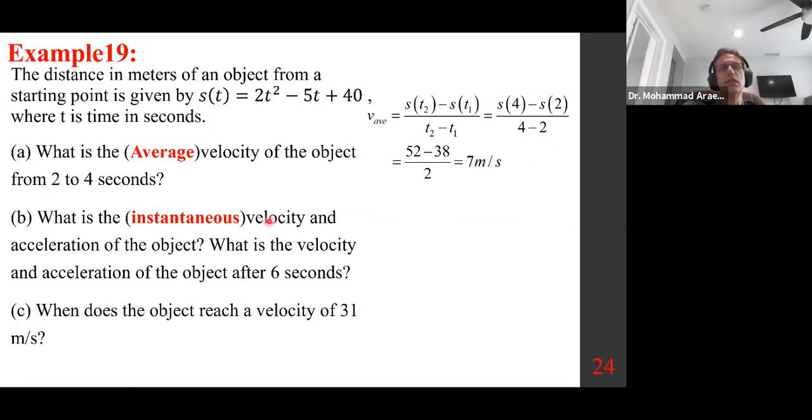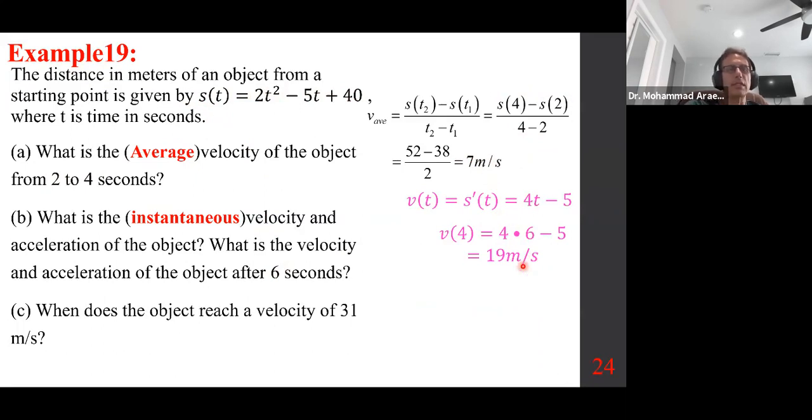What about instantaneous velocity? Differentiate, after 6 seconds, plug in 6. And I hope you realize they have the same units. The average and instantaneous velocity, they have different formulas, same units.